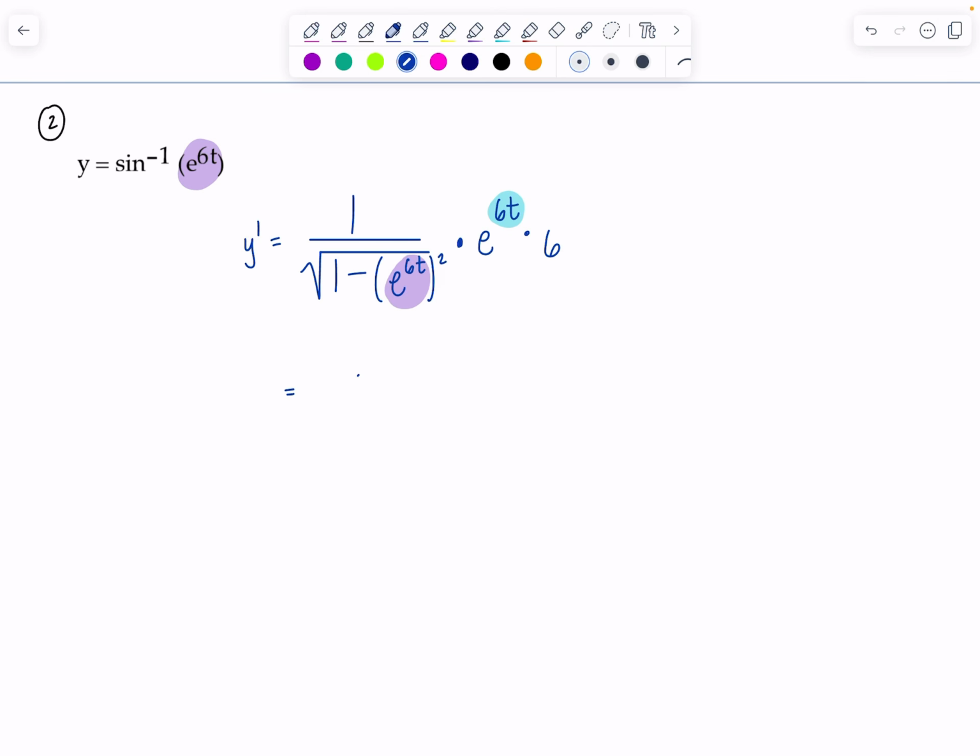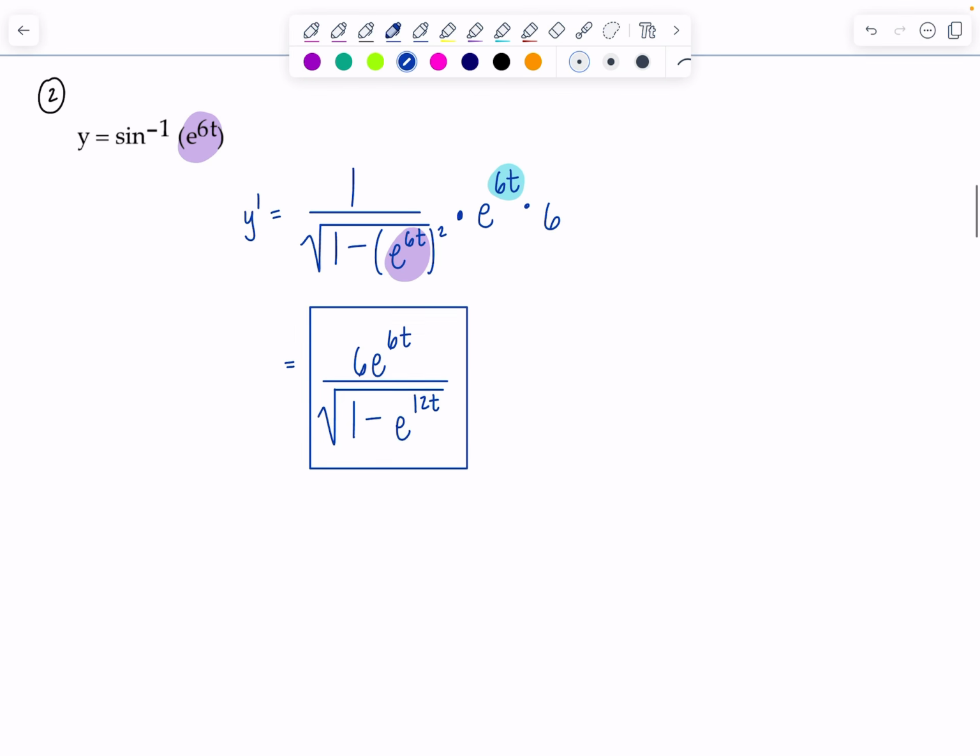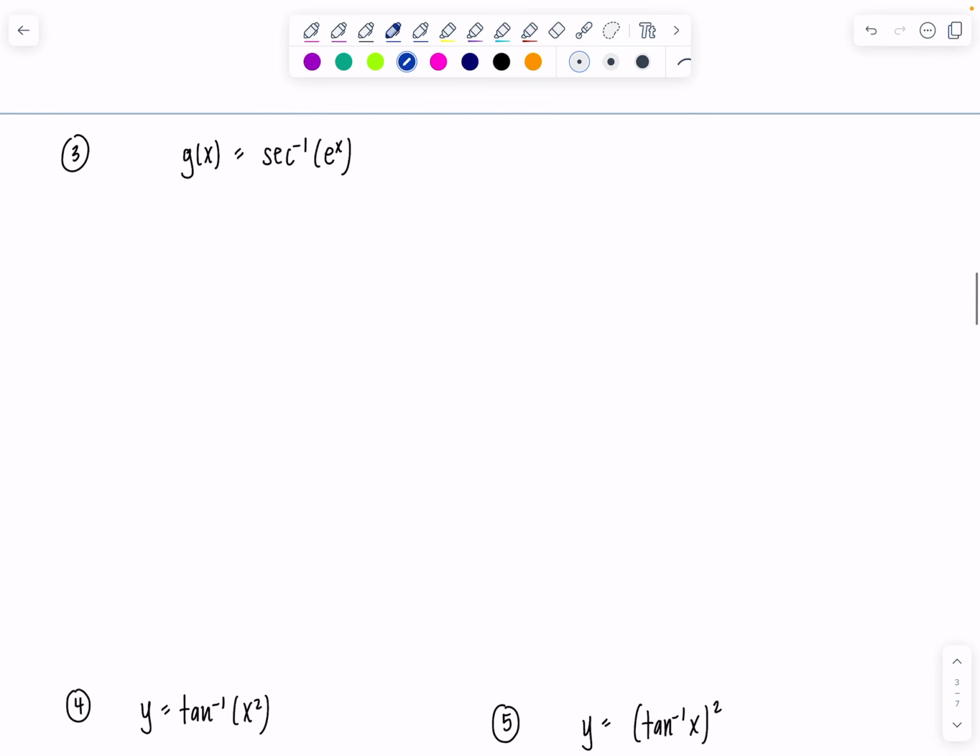So I'm going to put 6e to the 6t in the numerator over square root of 1 minus. Do you remember your laws of exponent? When you raise a power to another power, you're going to multiply the exponent. So this would be e to the 12t. And then you box it. That's it. Okay, that's completely simplified. That's what we want. So we end here. Very nice. Okay, continuing on.